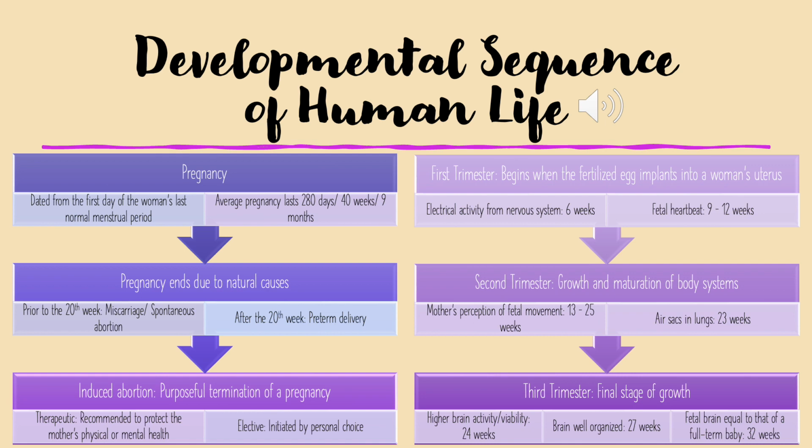If the pregnancy ends after the 20th week, it is considered a preterm delivery. And we're going to talk about at what age a preterm delivery would be viable. But preterm delivery, 20 weeks or later, spontaneous abortion prior to 20 weeks. You're not going to be quizzed on this, but I want you to understand it as you're reading to provide you the context. An induced abortion, as opposed to a spontaneous abortion, therefore, is a purposeful termination of a pregnancy.